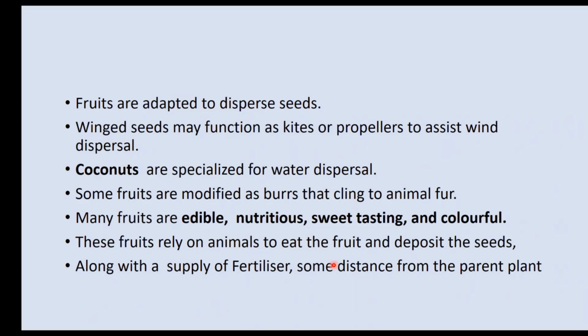Many fruits are edible and nutritious, sweet tasting and colorful, and some of these fruits rely on animals to eat the fruits and deposit the seeds, along with a supply of fertilizer, some distance from the parent plant. So the animals will eat the fruit, deposit the seeds, and along with the supply of fertilizer, at a distance from the parent seed.